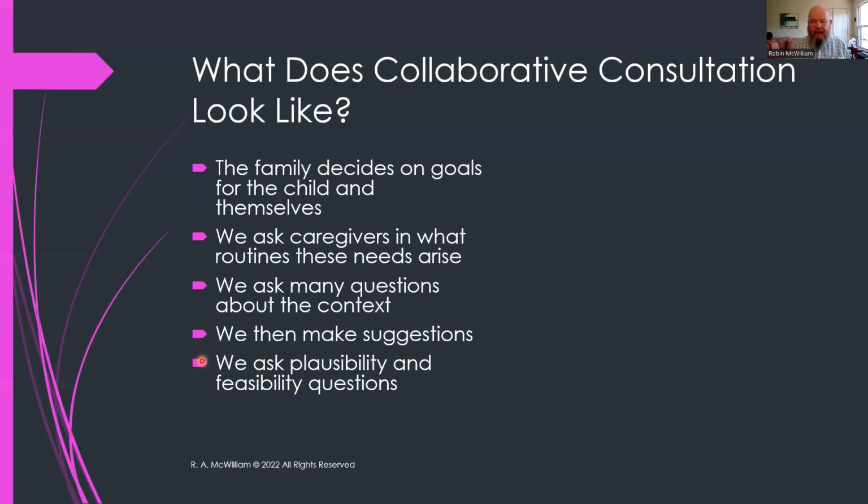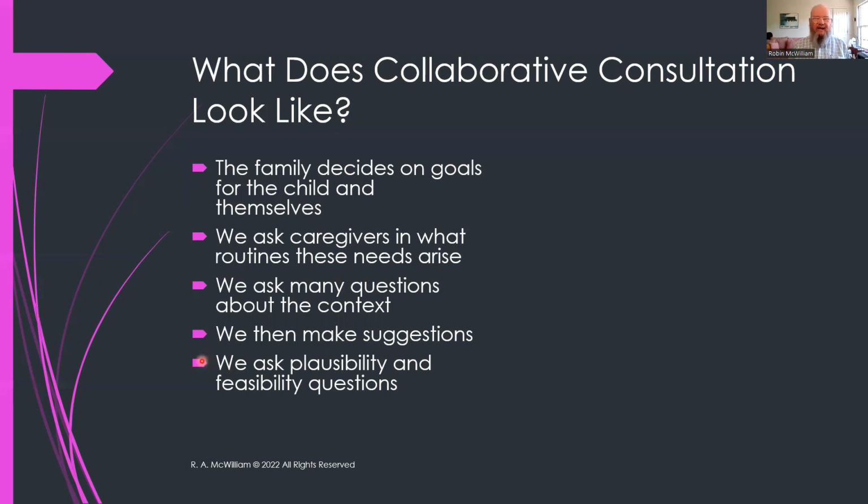They are, do you think that this strategy that we were just talking about will work? And with all the other things you have to do at this time of the day, do you think you'll be able to do it? And if the family, or a caregiver, says yes to both of those, then we're good to go.